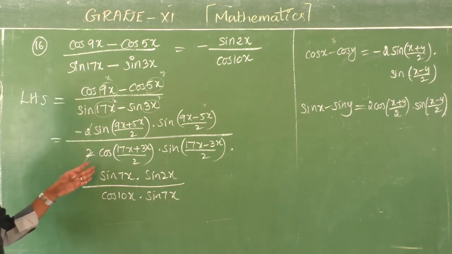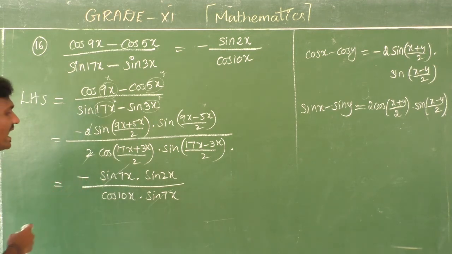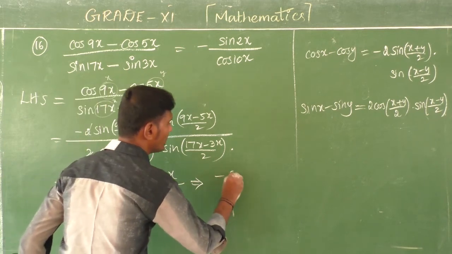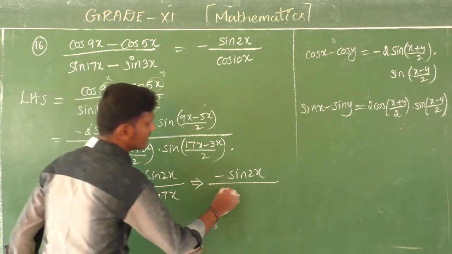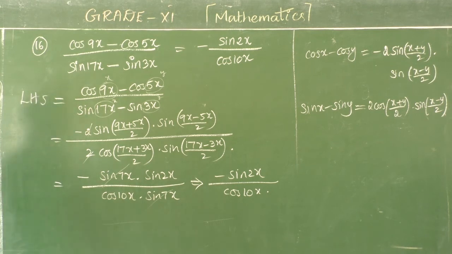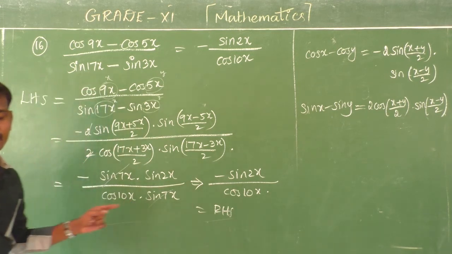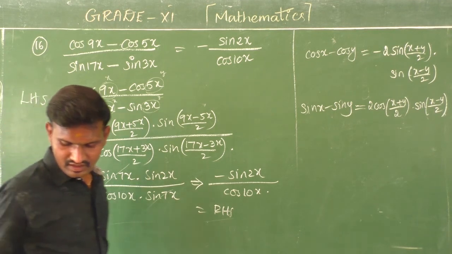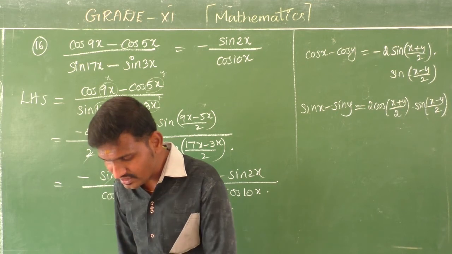Now look at the numerator and denominator. You have a common term, sin 7x. If you cancel it, the remaining terms are minus sin 2x whole divided by cos 10x. Have you got it, children? Fine. So this is your right side. Based on this question, you have to do the next questions. The question numbers are 17, 19, 21, and you have a different 18.